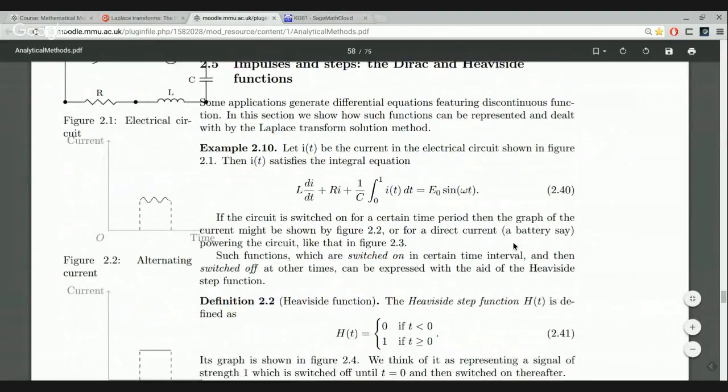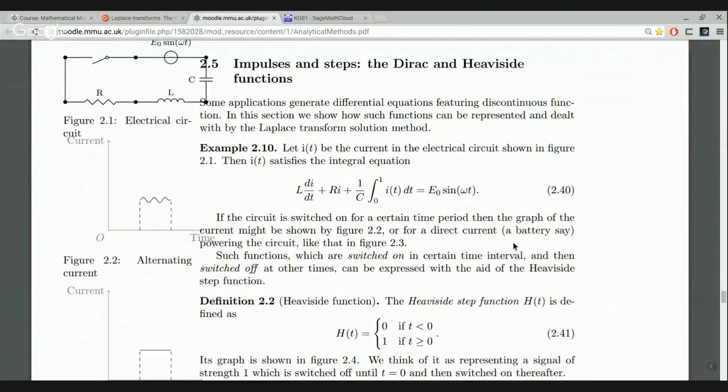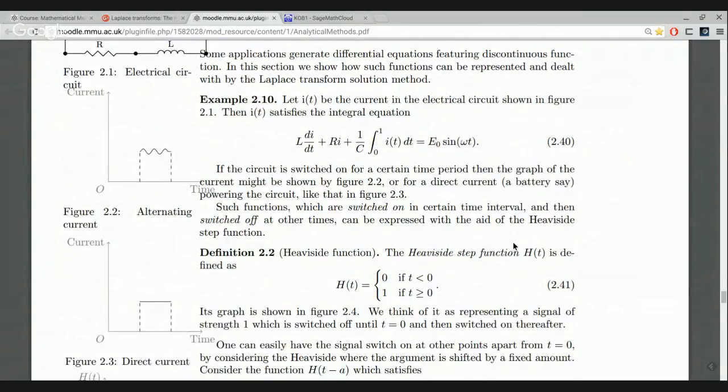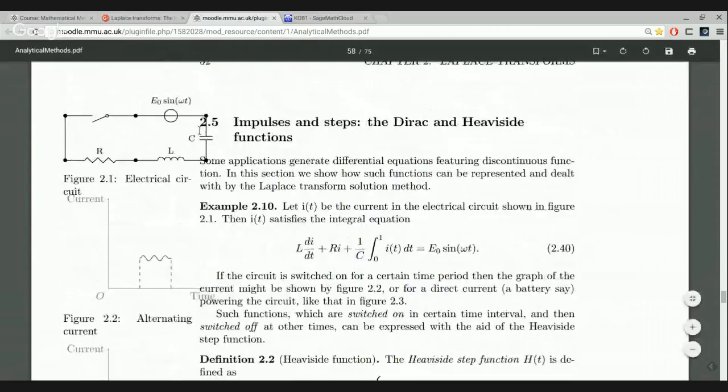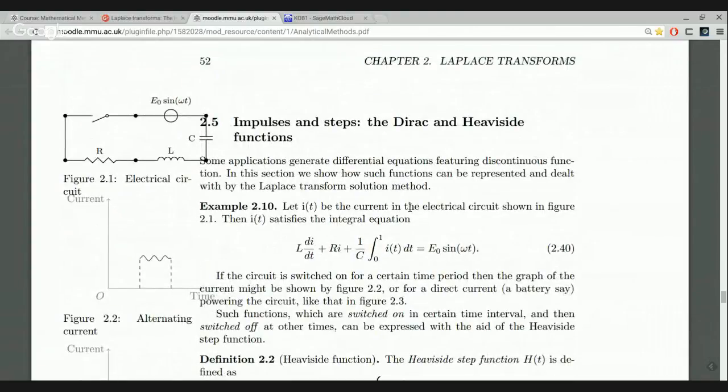Now we're not going to focus too closely on this. We're not doing electrical engineering. That's not our focus here. But it's just to illustrate one case where we might need to be able to handle step functions. Okay? Because such a circuit might behave differently, whether it's driven by perhaps an alternating current or a direct current.